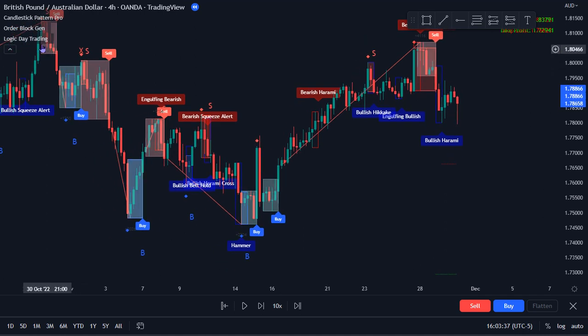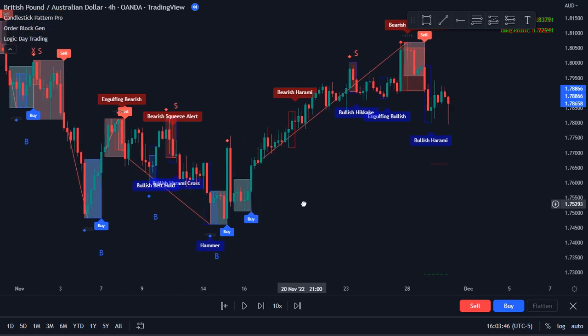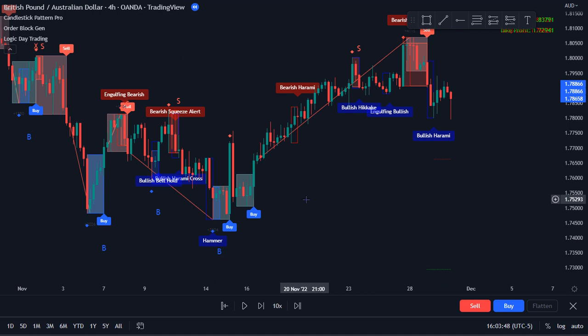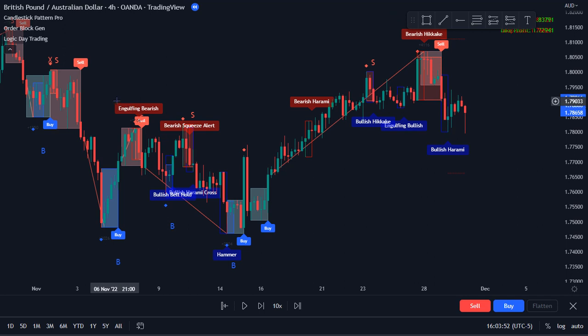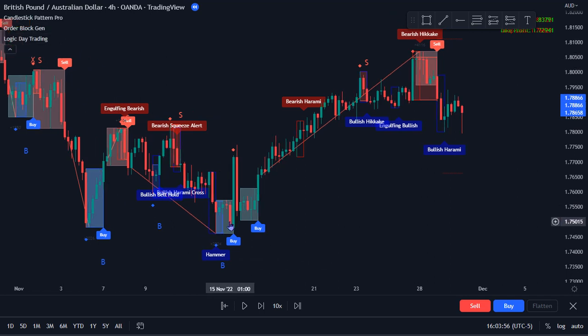And you see I've got the Logic Day Trading, the Order Block Gen, and the Candlestick Pattern Pro here on the chart. And I'm going to go over just some ways, some confluences of how to use these together. It's three of them, and they can work in very powerful ways to spot these zones.